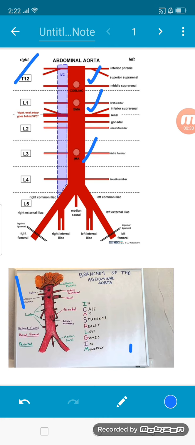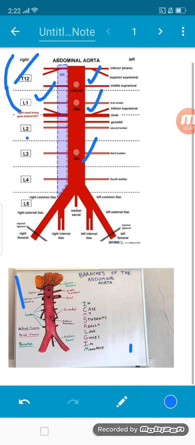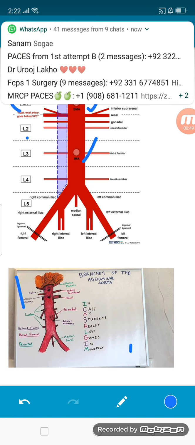The celiac trunk starts at the level of T12 to L1, as you can see in the picture, and the superior mesenteric artery starts at the level of L1, and the inferior mesenteric artery starts at the level of L3. Remember, the three are unpaired arteries.